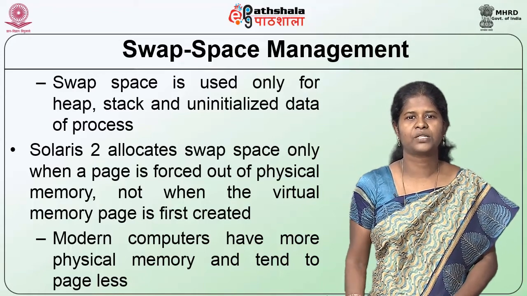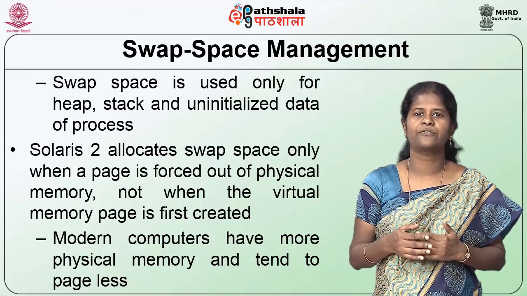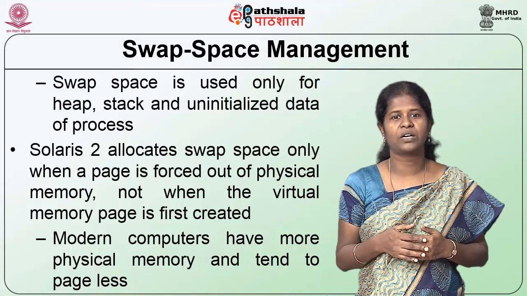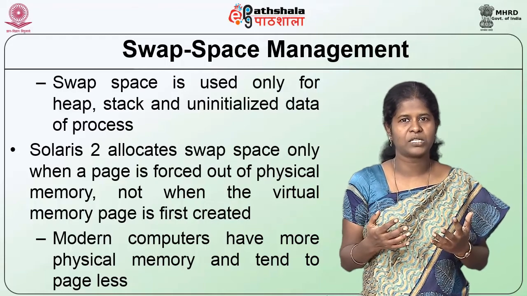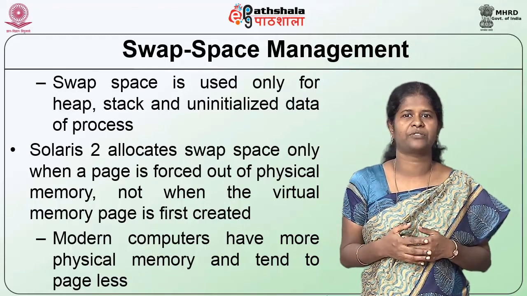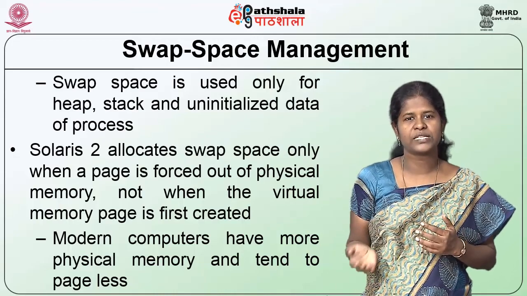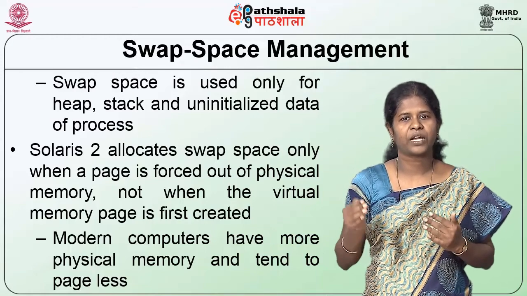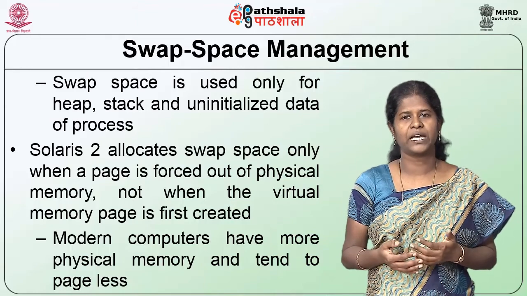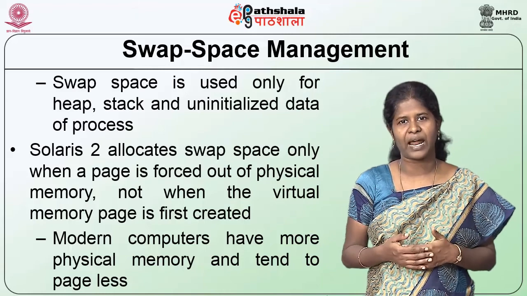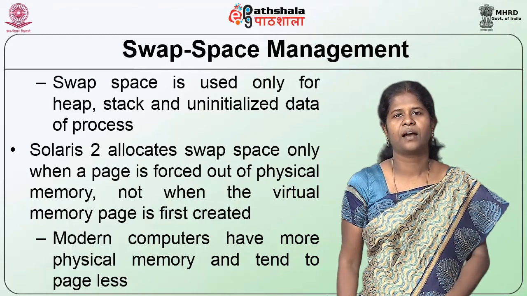And in Solaris 2, swap space is allocated only when a page is forced out of physical memory, not when the virtual memory page is first created. So, when you are trying to bring a process or a page into the main memory for the first time, you do not create swap space. But if you really want to move that page into the secondary storage, only then do you allocate space in the swap space for this particular page. The reason is that modern computers have a lot of RAM, or main memory space, and hence this paging out happens much less frequently.